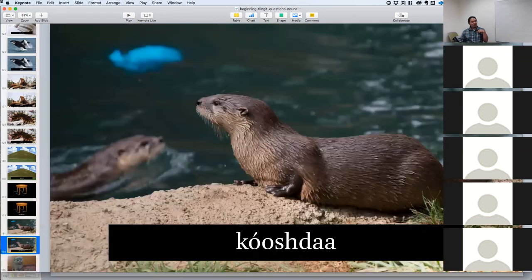For Kushta, is that just for any otter, like sea otter, land otter? It's only land otter. Sea otter is yahuch. Unless you're from Yakutat, then it's yuch.